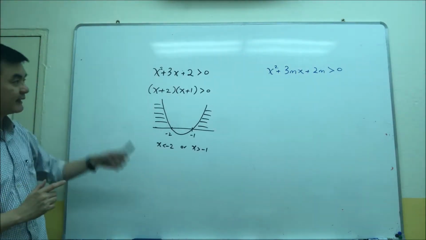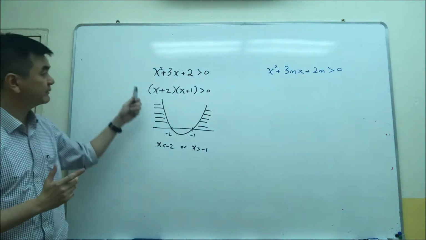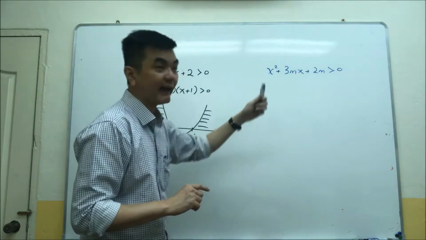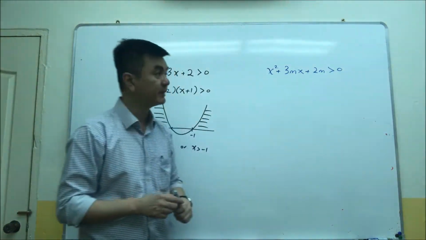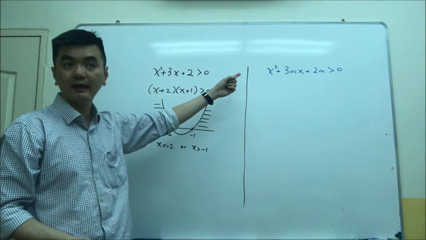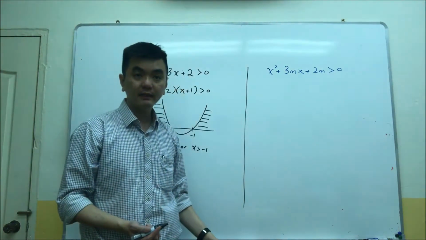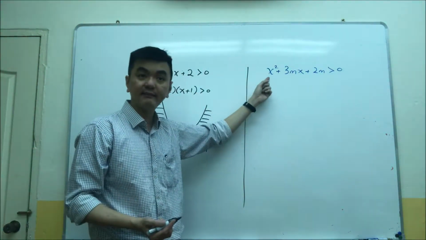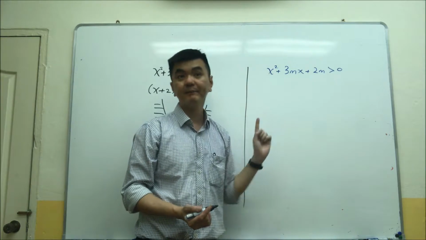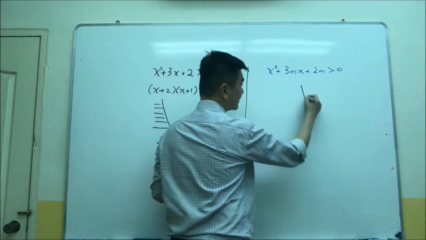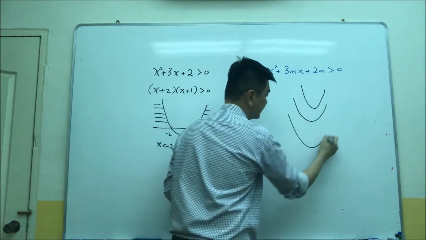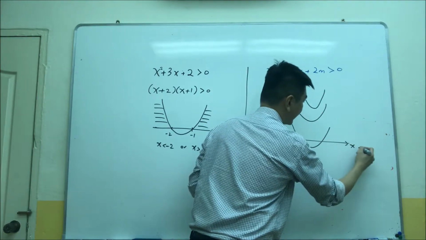Okay, we look at another example which is slightly different. In this case I have another quadratic inequality where besides x I have another unknown here, m. So in this case I'm not able to factorize this quadratic expression because I've got two unknowns here. But instead I know that this is actually a curve where the curve is supposed to be above the x-axis. So a U-shaped curve because my coefficient of x squared is more than 1. So I have a series of U-shaped curves here, and this is my x-axis.